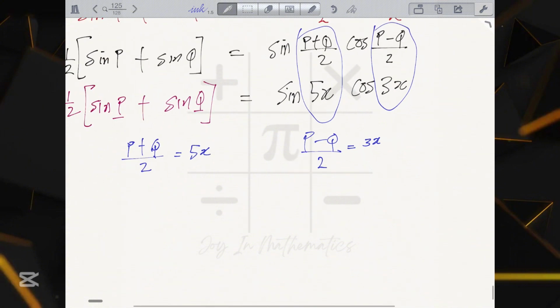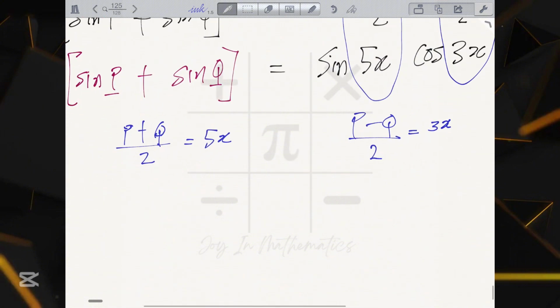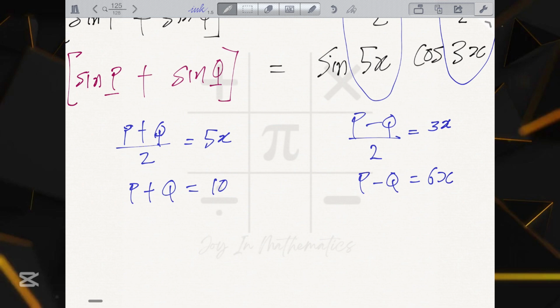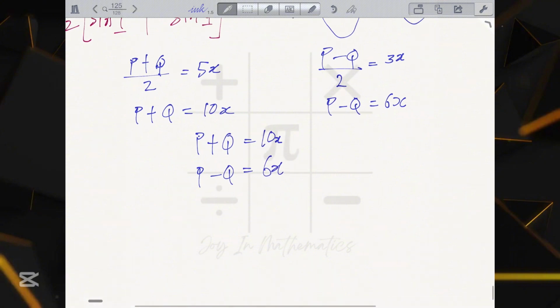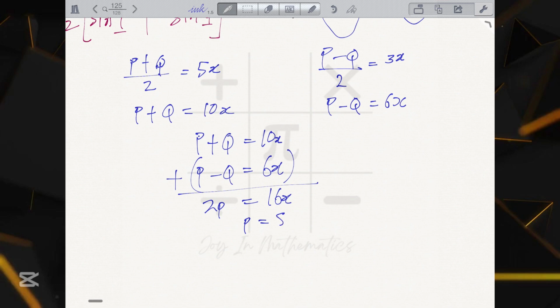So with this, we can simplify for P and Q. So we have P plus Q to be equals to 10x if we cross multiply, P minus Q to be equals to 6x. So therefore, let's bring them together so that we'll solve the two equations simultaneously. P plus Q is equals to 10x and P minus Q is equals to 6x. So if you add these two expressions together, we will have that 2P is equals to 16x, and therefore P is equals to 8x.